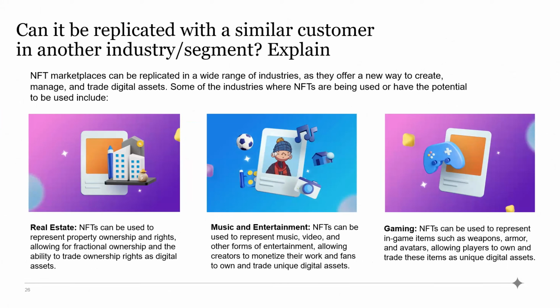And then these NFTs can be used in other industries as well. There are real estate, music and entertainment, and gaming industries. It can be replicated in these industries. In real estate, NFTs can be used to represent land in digital form, which can be used to change the ownership using tokens given by the blockchain platform. As it is a transparent way, it will become a more trusted way to use NFTs in real estate.